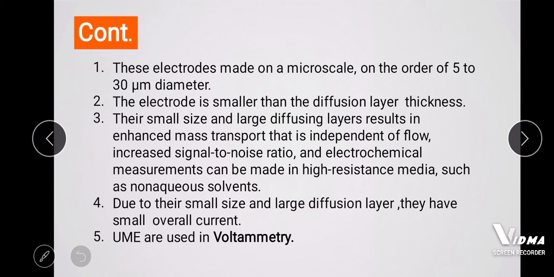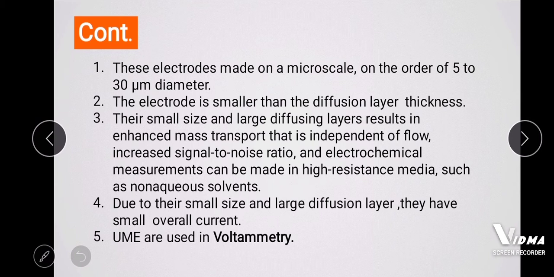Here I use the term signal to noise ratio. Basically, signal to noise ratio compares the level of a desired signal to the level of background noise. In simple terms, the ratio of the signal power to the noise power is known as signal to noise ratio. And the non-aqueous solvent is a solvent other than water. They are used in chemical research and industry for reactions that cannot occur in aqueous solution or require a special environment. Due to the small size and large diffusion layers of ultra micro electrodes, they have small overall current.